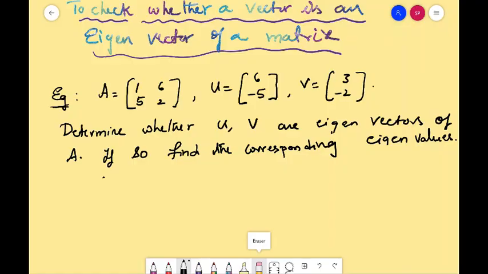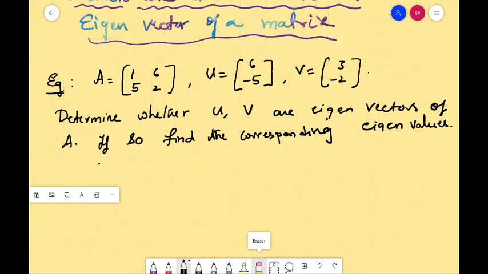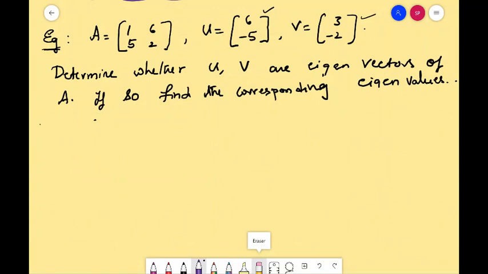Now let us look at the procedure to check whether a vector is an eigenvector of a matrix. For this, let me take this example. Matrix A is given, which is a 2 by 2 matrix [1, 6; 5, 2], and there are two vectors given, u is equal to [6, -5] and v is equal to [3, -2]. Determine whether u and v are eigenvectors of A. If so, find the corresponding eigenvalue. So let us look at the solution.